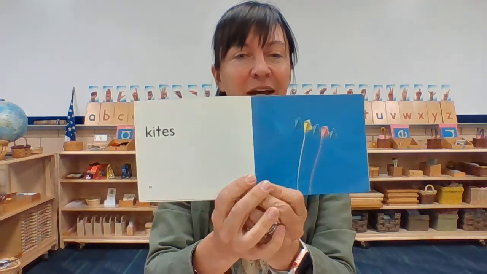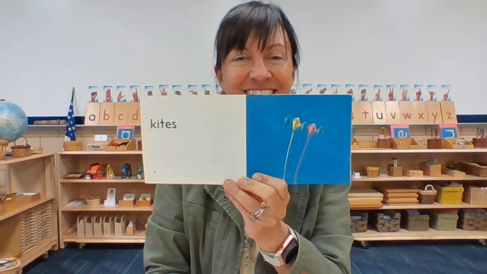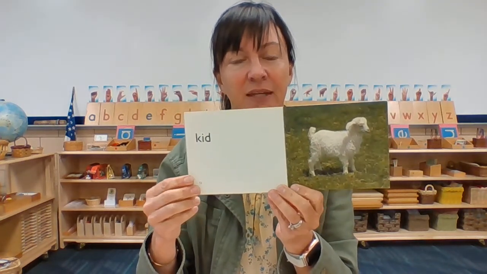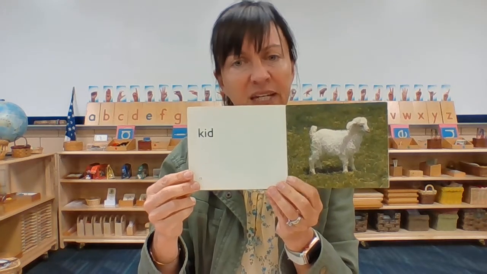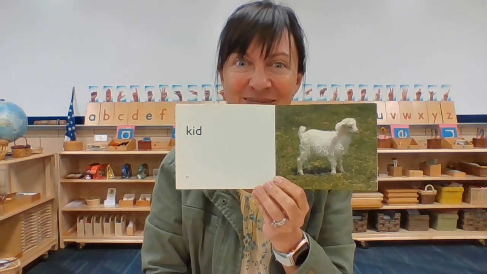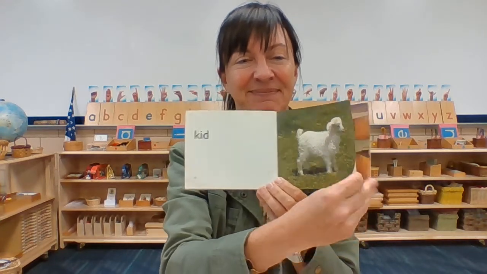Kites. How many kites did you see? Oh, there were a lot. Count them. Let's count together. 1, 2, 3, 4, 5. 5 kites. Kid. What's a kid? A kid is a baby sheep. Did you know that? Baby sheep are called kids. Kid. What room in the house is that? The kitchen, where we make yummy, delicious food. Kitchen.